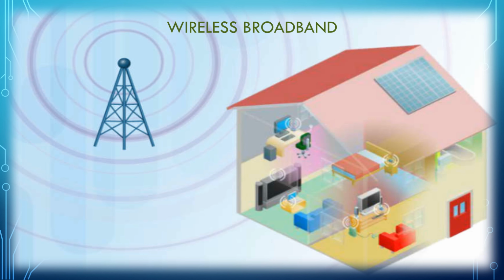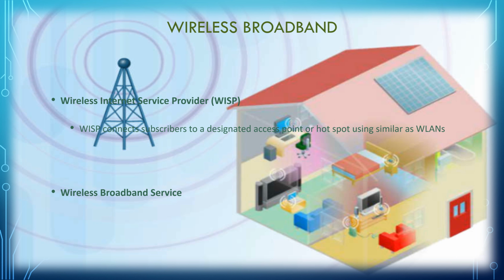In many areas where cable and DSL are not available, wireless may be used to connect to the internet. And based on that, we have wireless internet service provider and wireless broadband service. A wireless internet service provider is an internet service provider that connects subscribers to a designated access point or hotspot using similar wireless technology found in home wireless local area networks. Wireless internet service providers are more commonly found in rural environments where DSL or cable services are not available.